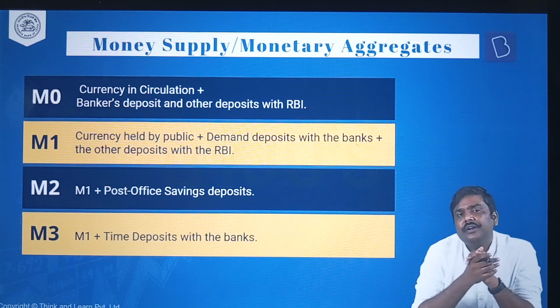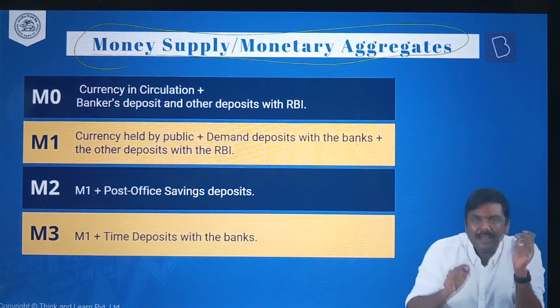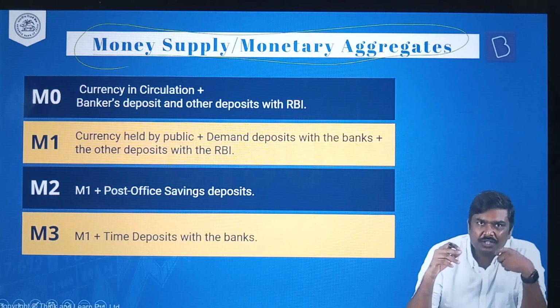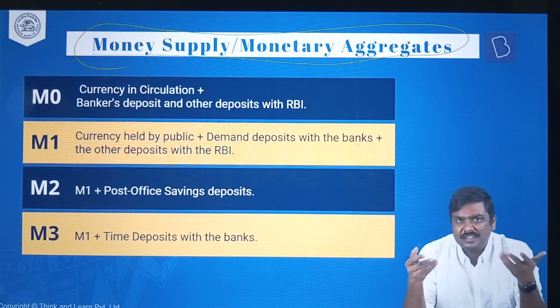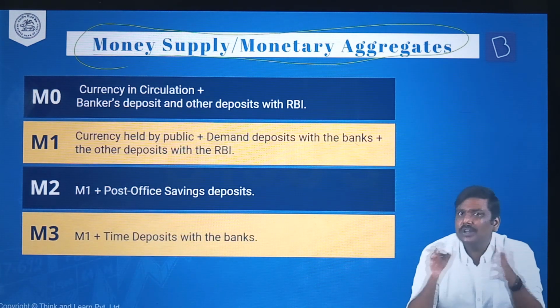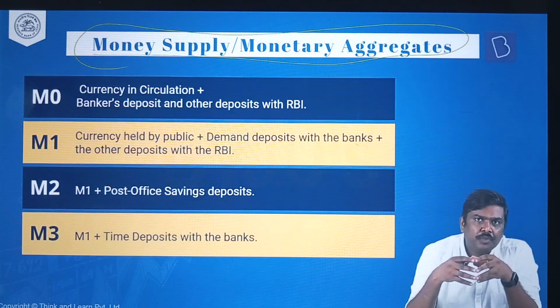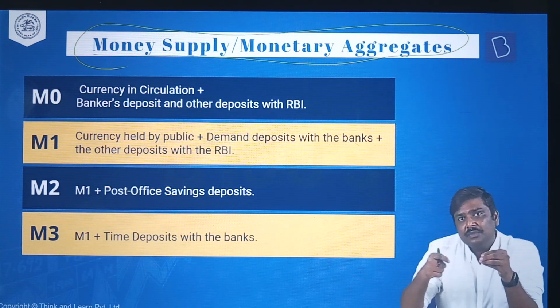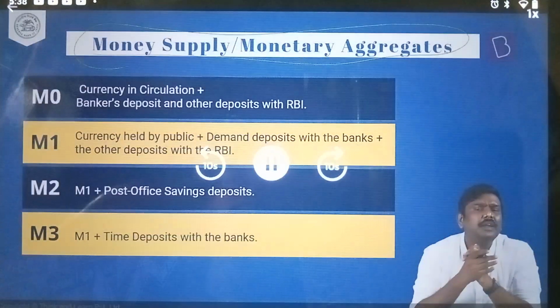To understand that, we need to understand the concept of money supply and monetary aggregates. Whenever RBI changes the monetary policy, or let's say decreases CRR, increases SLR, reduces the repo, reverse repo, etc., that will definitely have an impact on how much money is created in terms of credit, right? In terms of loans in the market.